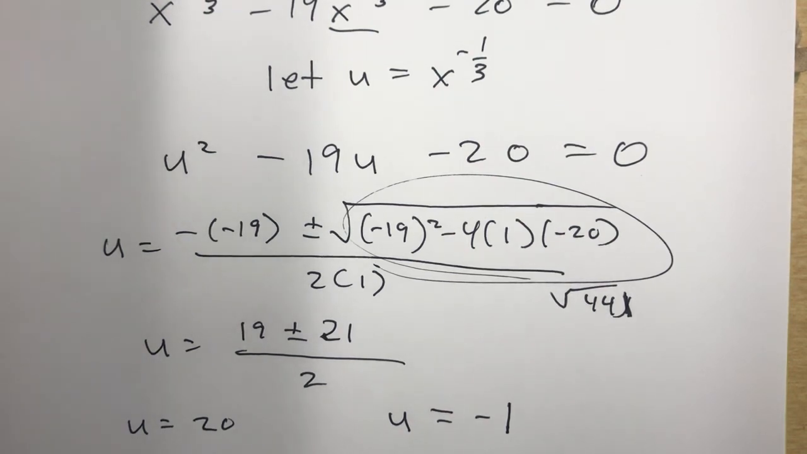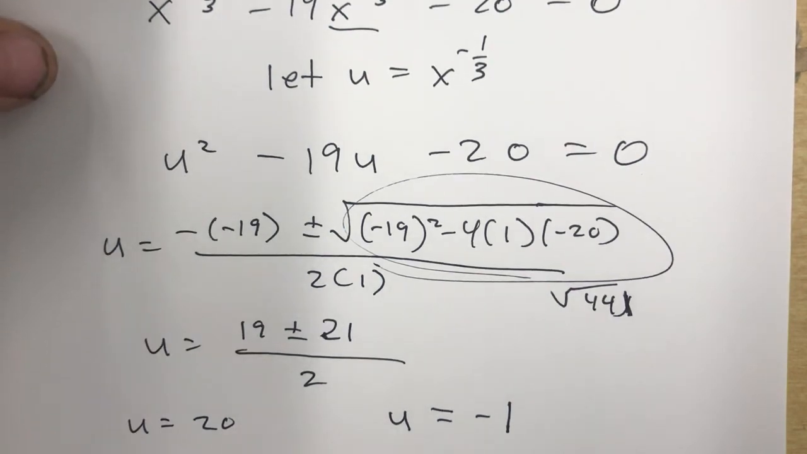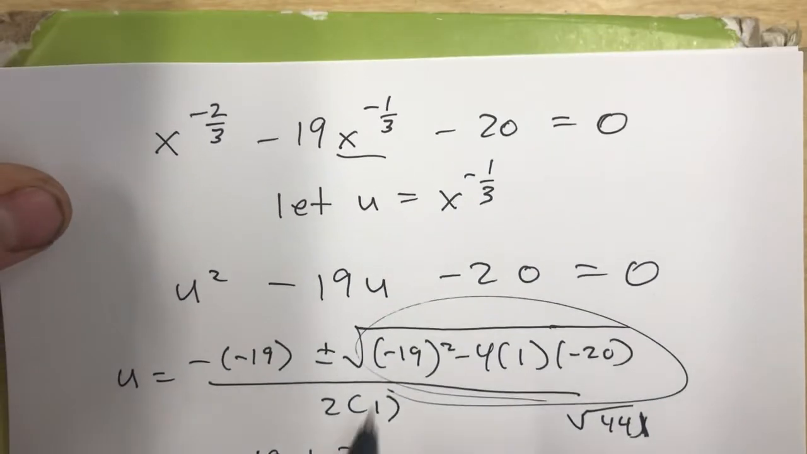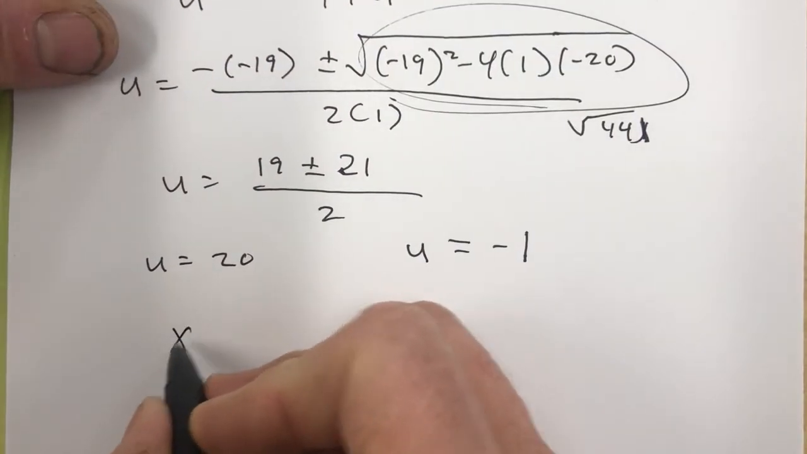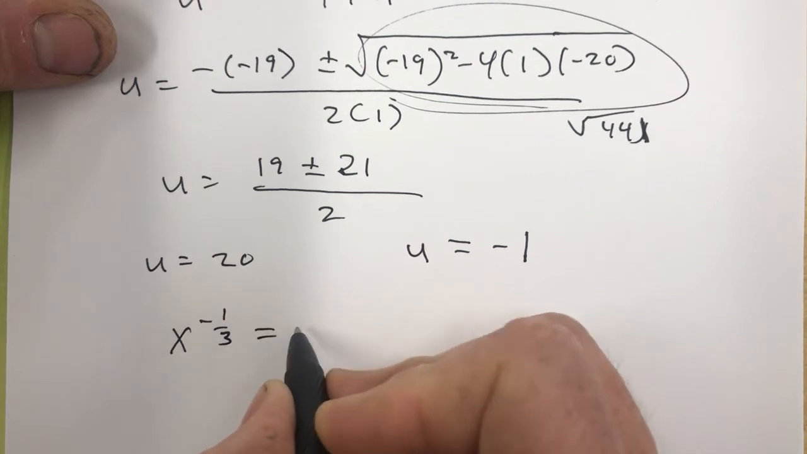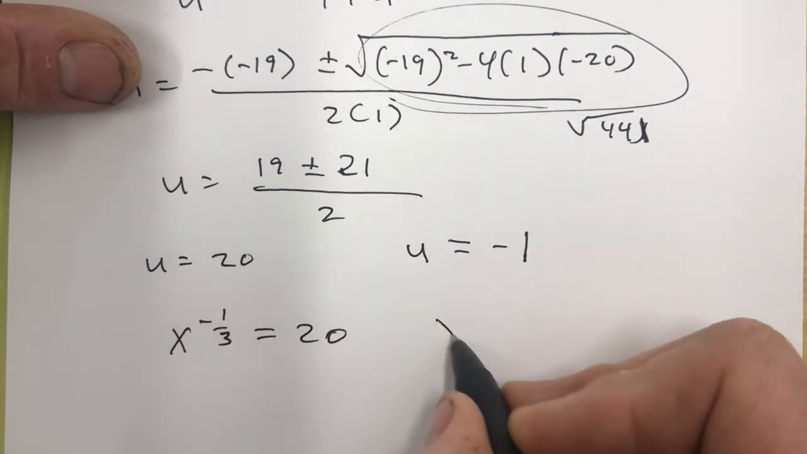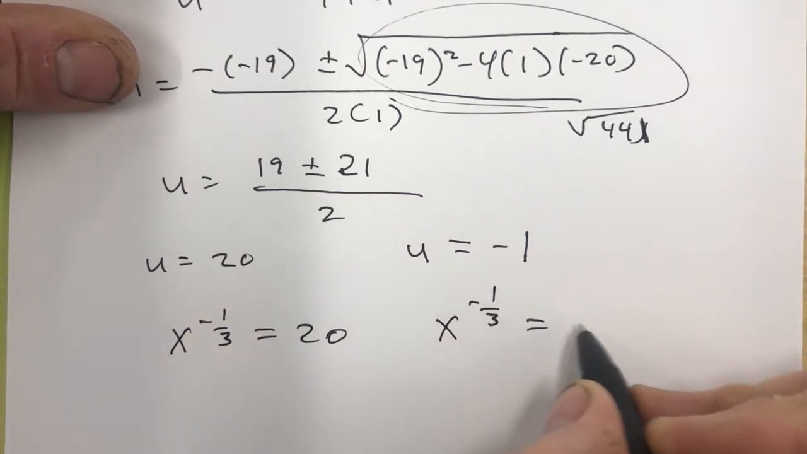Okay, but I'm not looking for u, I'm looking for x. So I need to go back up here. U is actually x to the negative 1/3. So it means right here, x to the negative 1/3 equals 20. X to the negative 1/3 equals negative 1.